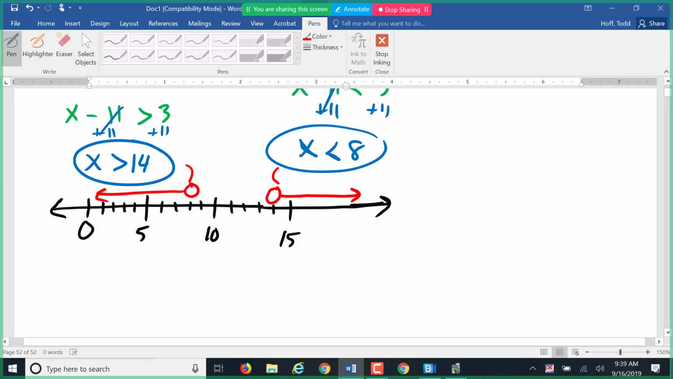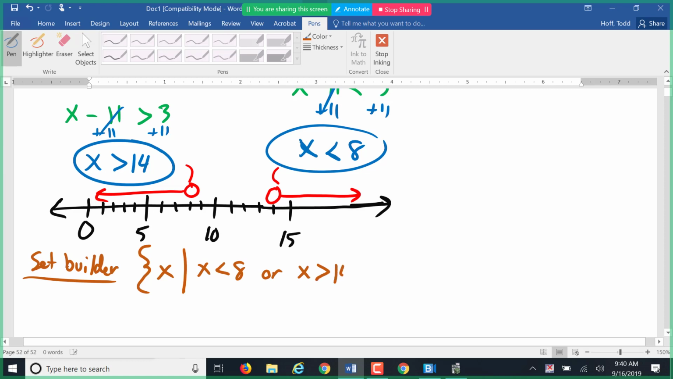So for set builder notation, that's the squiggly brackets. This is all values of x such that x is either less than 8 or x is greater than 14. Now we get asked all the time, would it be okay to do x is greater than 14 or x is less than 8? Yes, that is a correct answer. I would not mark that wrong on a test.